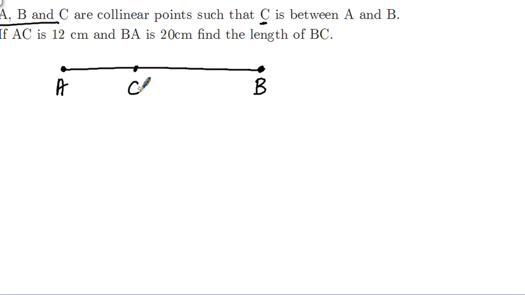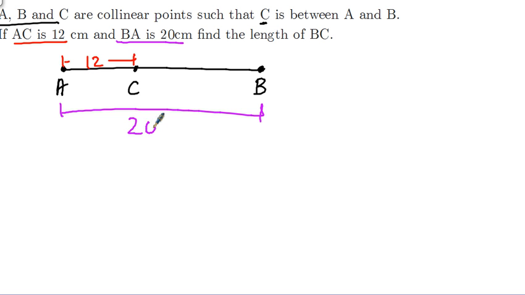It doesn't say it's in the exact middle. Maybe it is, but not necessarily. So notice that between does not mean in the middle. It means literally between. Is this picture to scale? No, not necessarily. It may not even be representative, but it'll be useful for us to understand. So if AC is 12 centimeters, this part right here is 12, and BA is the whole thing, isn't it? If BA is 20, so from A to B or B to A the whole thing is 20, the question is, find the length of BC.